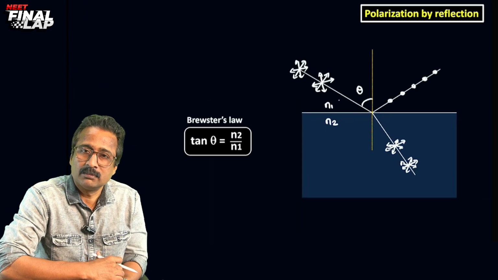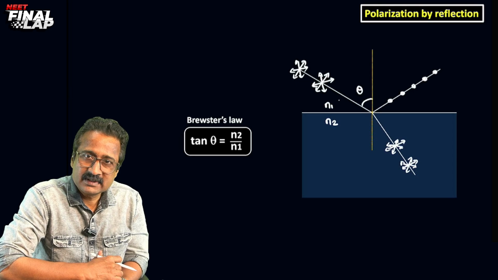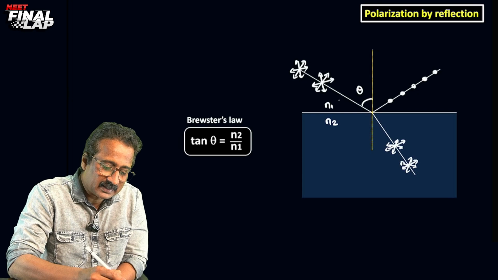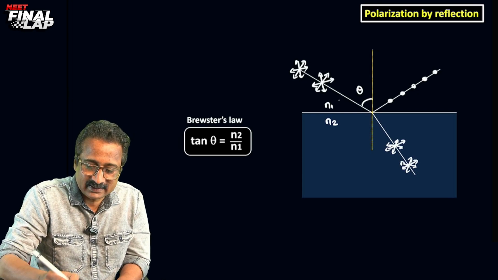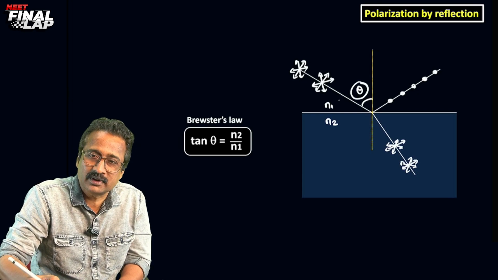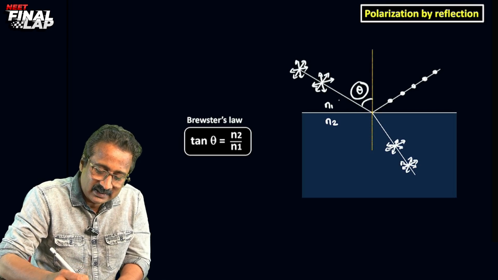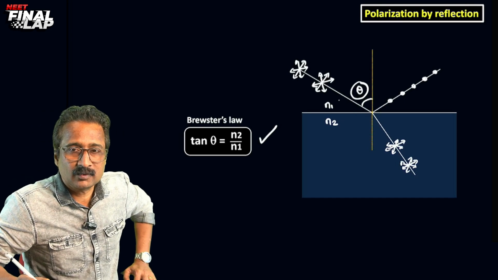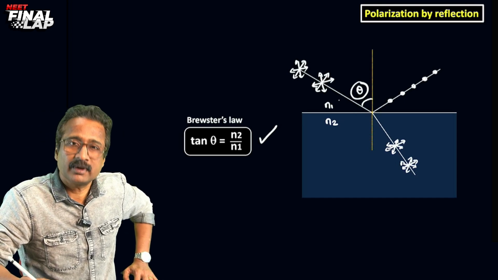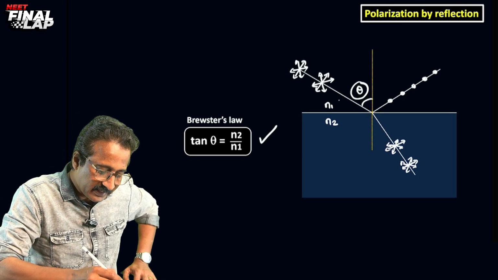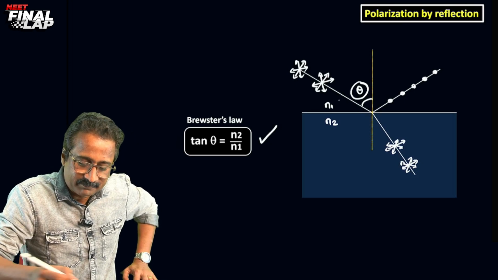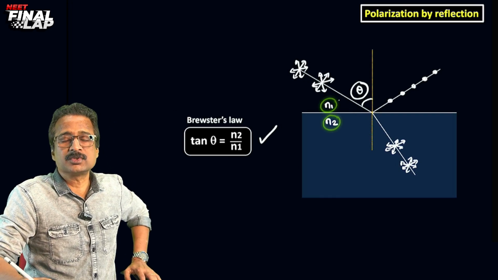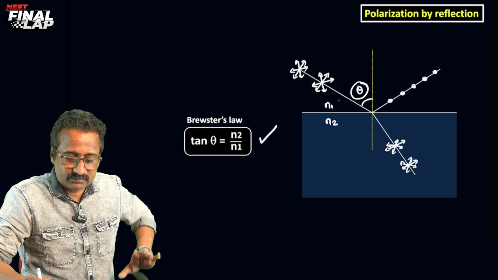Dear friends, this is called Brewster's law. The angle of incidence at which partially reflected light is completely polarized is also called Brewster's angle. See this angle I have shown here in the figure. This is the law called Brewster's law; it gives you the angle at which partially reflected light is completely polarized. Here n1 and n2 stand for the refractive indices of the media. n1 stands for the rarer medium where incident light is present, and n2 stands for the denser medium. So this is Brewster's law.